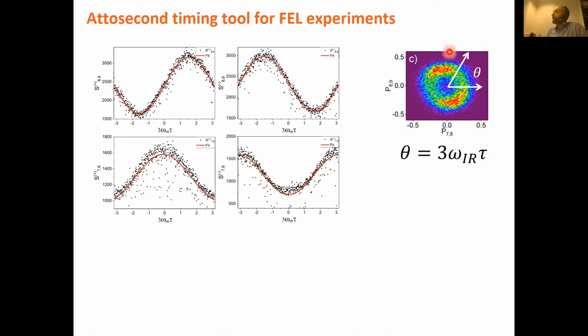When we have the correlation plot close to a circle, the relative phase between the attosecond pulse train and the infrared is simply mapped in the angular position here, according to this simple formula. So just by measuring the position of the correlation plot of the sidebands oscillating components, we get information on the relative phase between the attosecond pulse train and the infrared pulse.